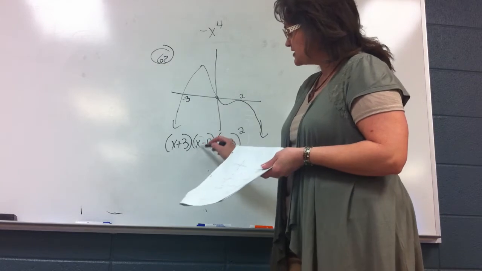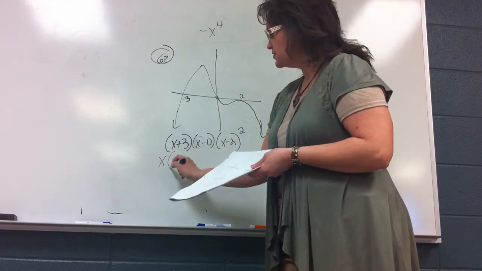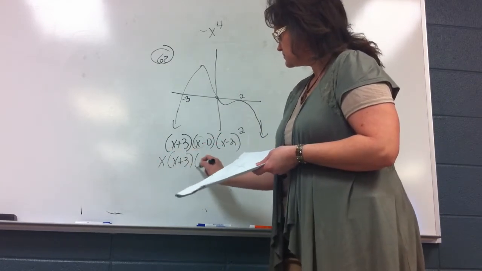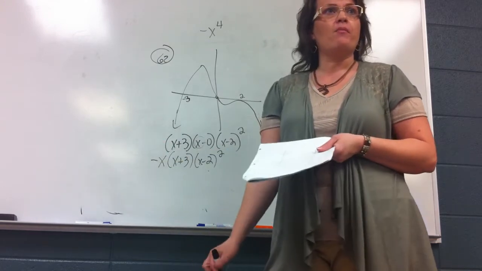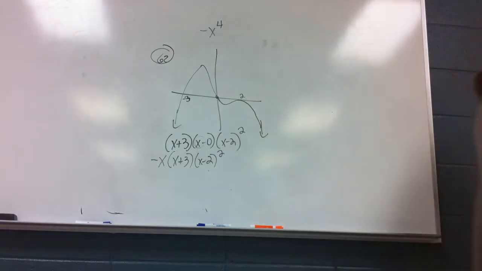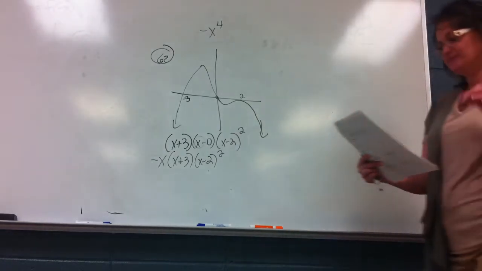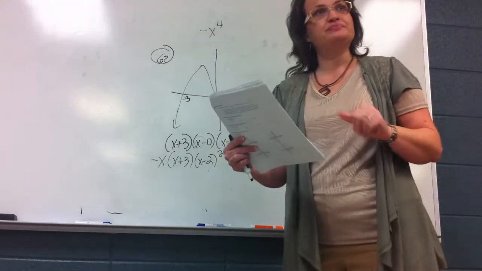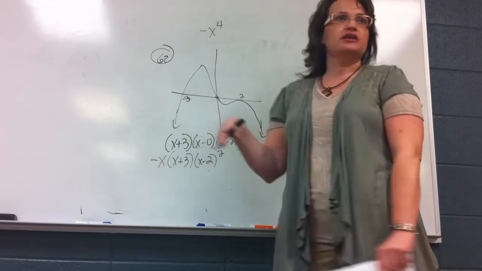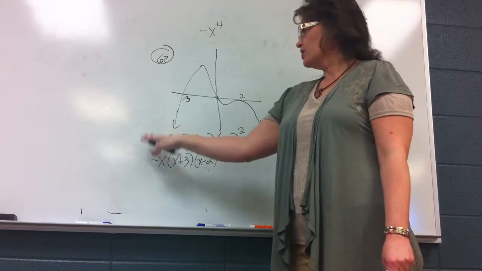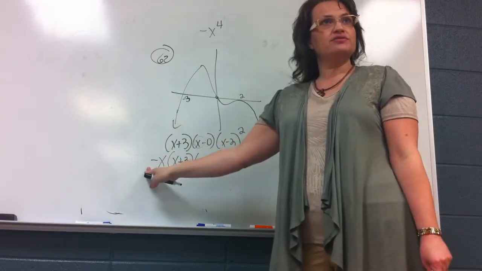Okay, and then this x minus 0, we just call that x and put it in the front. And because it is upside down, it has a negative in front of that. Okay, so you see that? The x-intercepts tell us how to factor it, and because it is upside down, it has a negative in front of that.